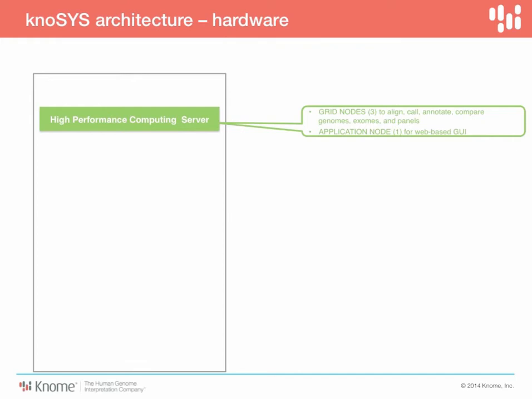And there are 3 grid nodes in there for doing the computation, and 1 application node for the web server and serving up the web-based user interface. This is the unit of scale that we would use to add more capability for adding more genomes. So of course, along with this, we would have to consider other elements like network and storage.